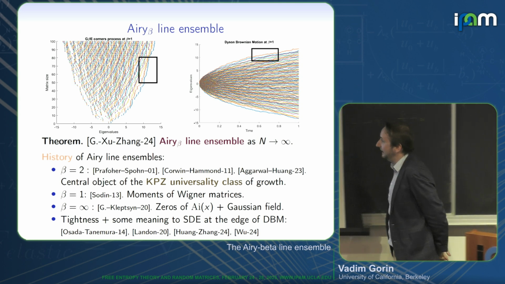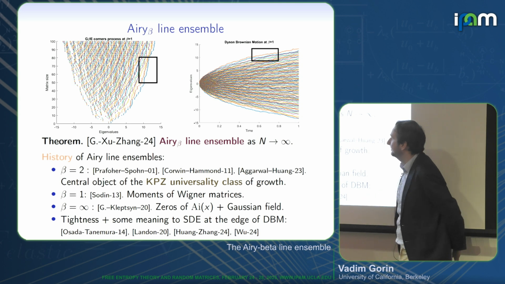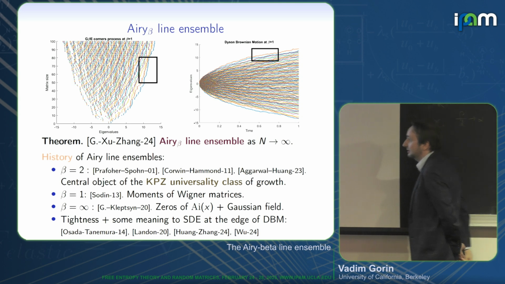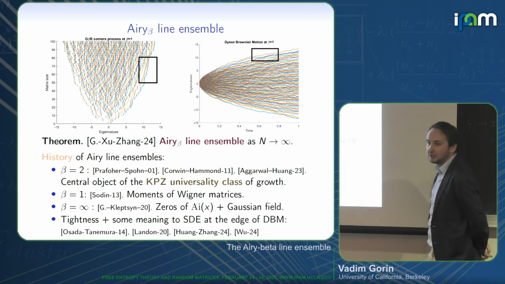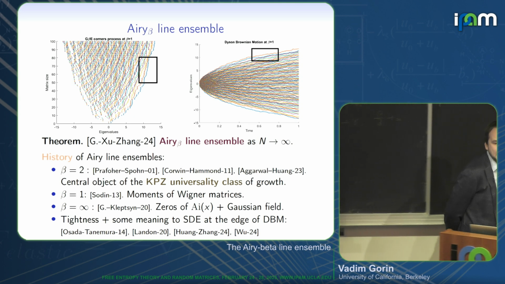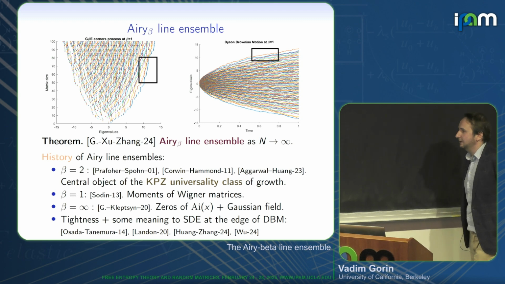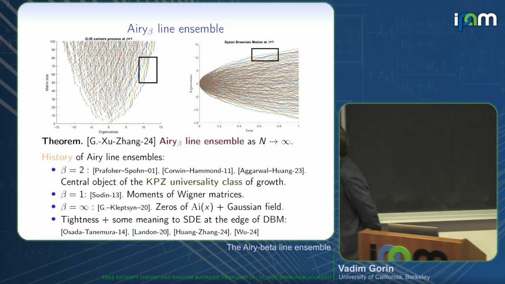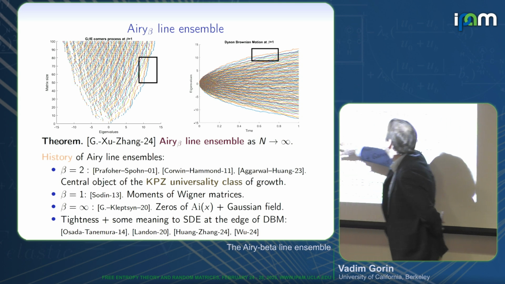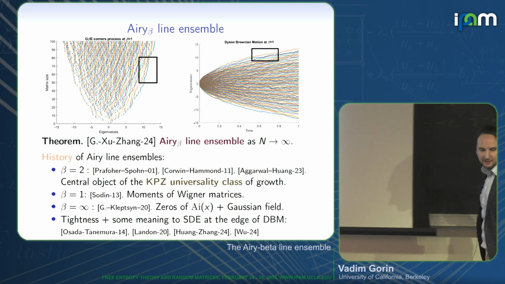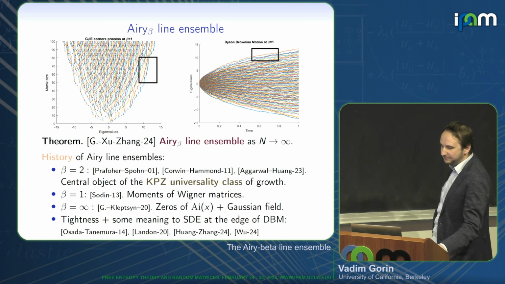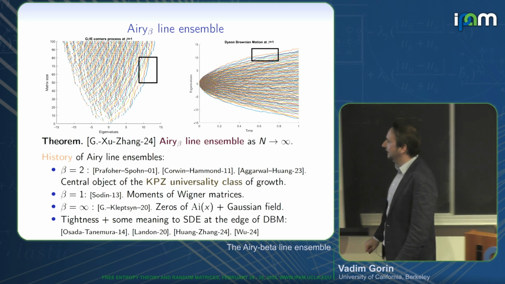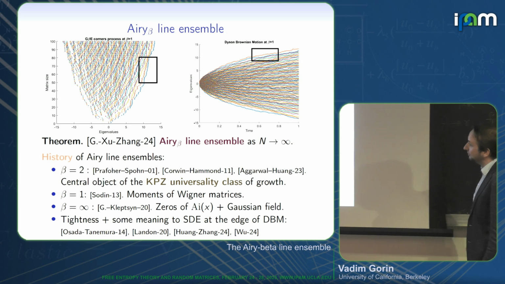So people were obtaining similar theorems about the appearance of this ensemble at very specific values of beta. Maybe the oldest results are about beta equals 2. These are complex Hermitian matrices, where for the last 25 years people were already obtaining results about convergence to the Airy line ensemble. And more recently, beta equals 1 was analyzed through the moments of Wigner matrices. Then 5 years ago, I had a result with Victor Clepson about beta equals infinity.